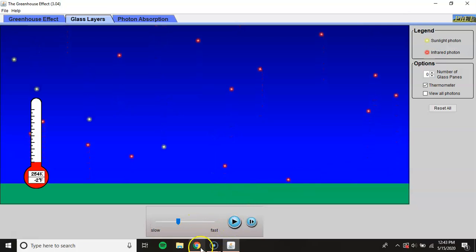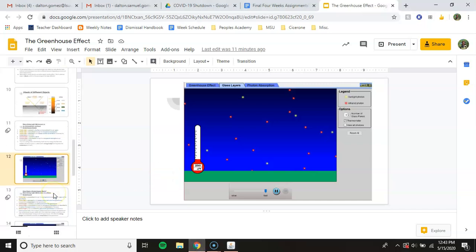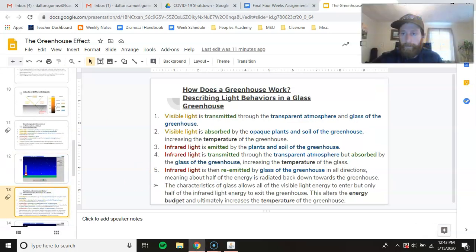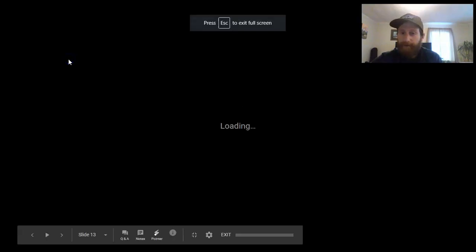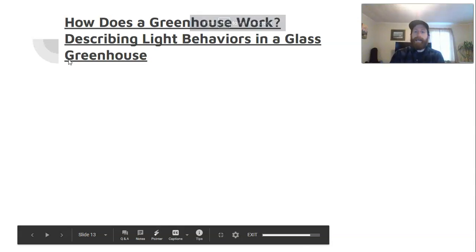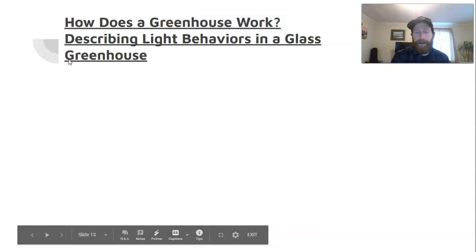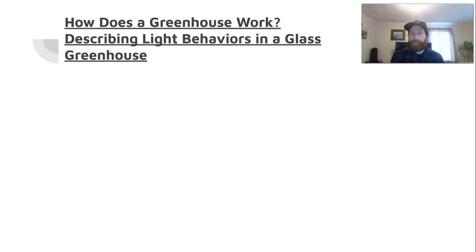All right, so at that, I'm going to jump back to the slideshow real quick. And we're back. So now what we want to jump into is, how does a greenhouse work? I'm not talking about greenhouse gases and the greenhouse effect. I'm talking about a greenhouse that you'd see on a farm. How does that work? We're going to be describing light behaviors in a glass greenhouse.